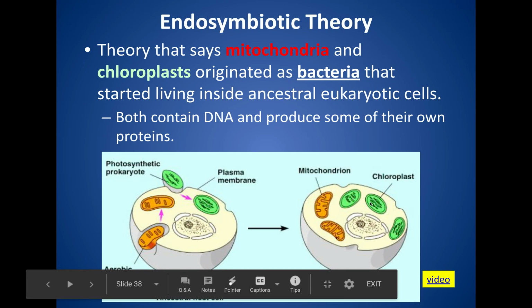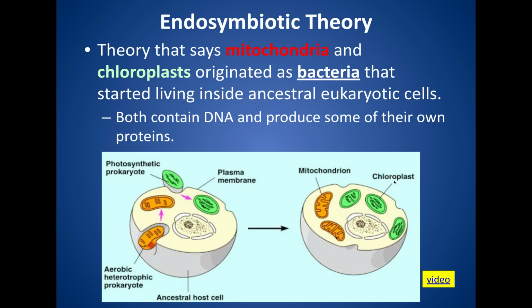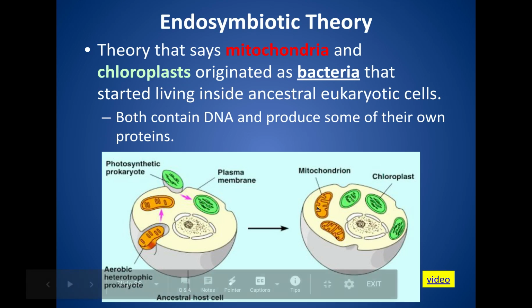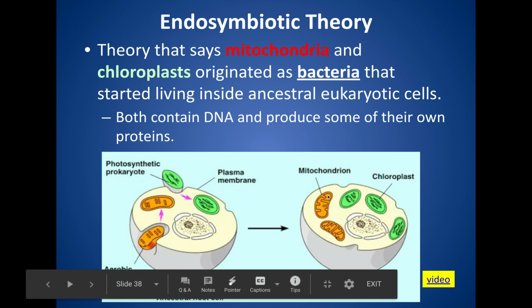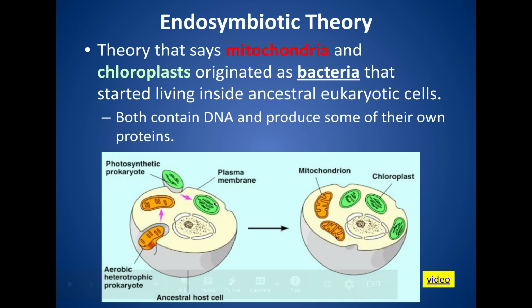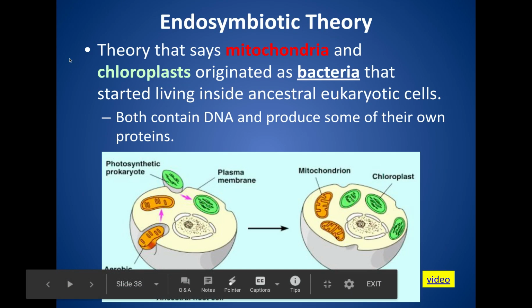So there's lots of evidence to support this. Both chloroplasts and mitochondria have their own DNA. And guess what? They're the same size as many bacteria. So there's many people that suggest that organelles came from bacteria that were specialized that started living within other bacteria, and kind of life was better together.